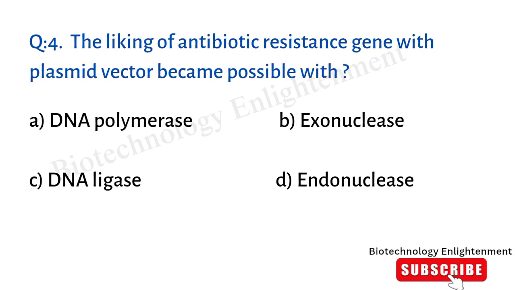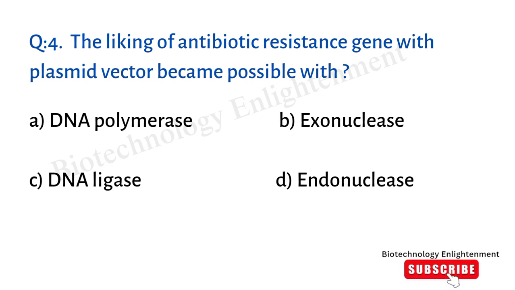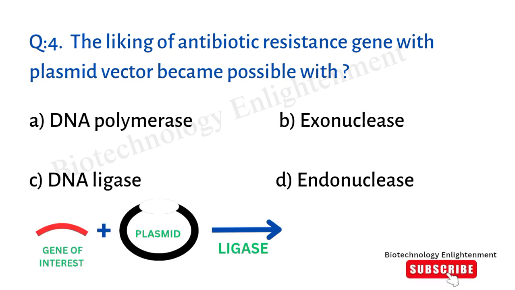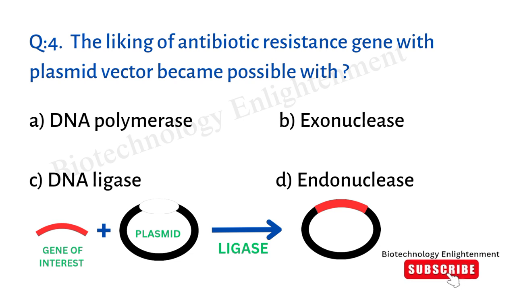Question number 4. The linking of antibiotic resistant gene with plasmid vector became possible with: option A, DNA polymerase, option B, exonuclease, option C, DNA ligase, option D, endonucleases. Let's look at every option. DNA polymerase is used for adding dNTPs for formation of DNA. Exonucleases are used to cut the side fragments of DNA. Endonucleases cut the specific site of DNA, while DNA ligase will insert that particular gene into the plasmid and behave like a glue. So the antibiotic resistance gene and plasmid vector are glued together by this ligase enzyme. So the correct answer for this question is option C.